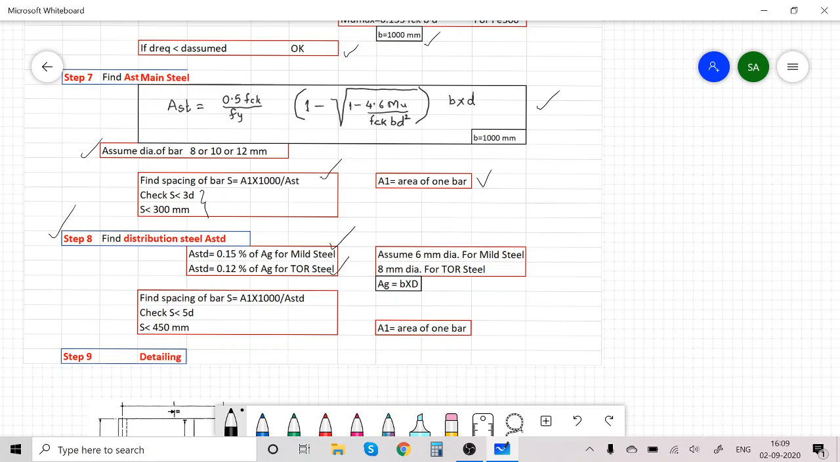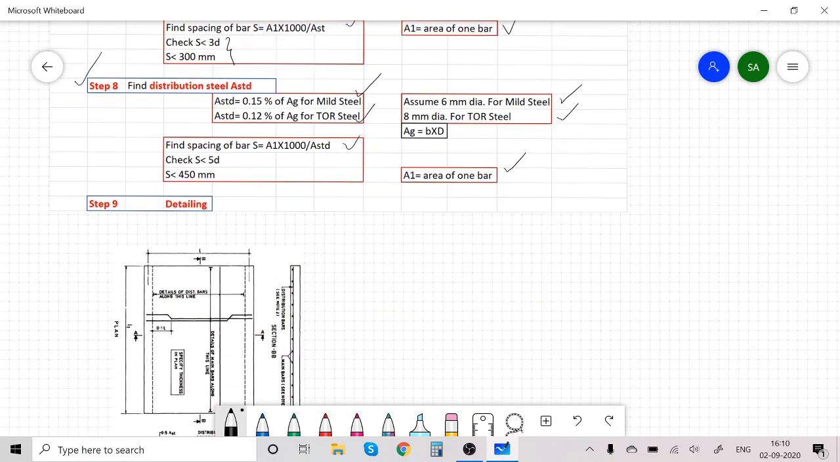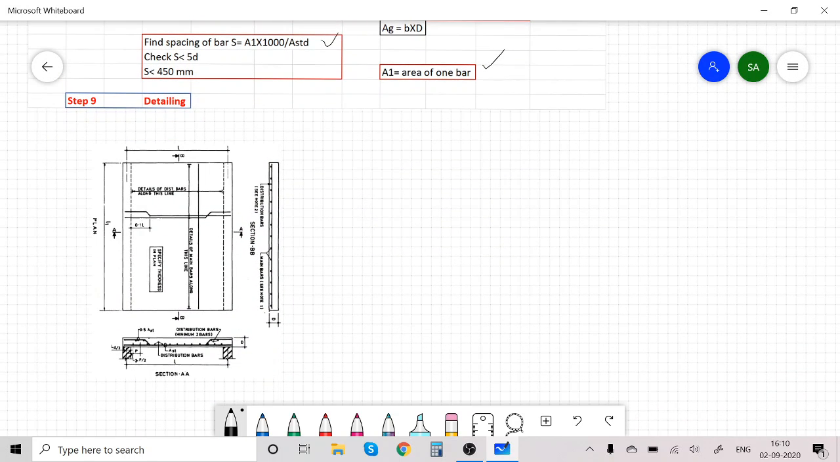Then assume diameter of the bar 6 mm for mild steel, and if you are using torque steel, assume 8 mm diameter bar. Find the cross sectional area of one bar, and find spacing again by using the formula A1 into 1000 divided by Ast. Then check that this spacing is less than 5D and also less than 450 mm. And the next step is to draw the details of the design.